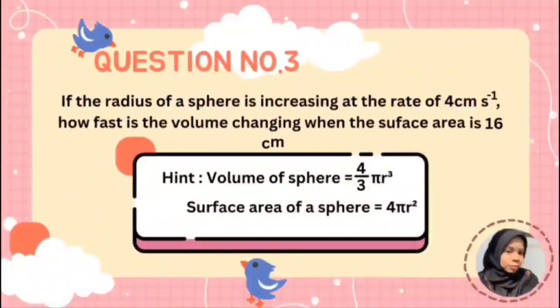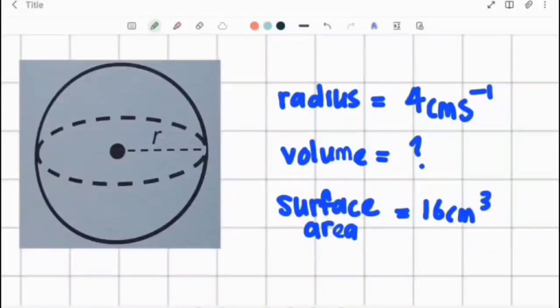Let's move on to the question number 3. If the radius of a sphere is increasing at the rate of 4 cm s^-1, how fast is the volume changing when the surface area is 16 cm? Here's a hint given: volume of a sphere, which is 4 over 3 pi r cubed, and the surface area of a sphere, 4 pi r squared. So here is the diagram of the sphere, and the radius given is 4 cm, and we don't know the value of the volume, so we need to find it, and the surface area is 16 cm square.